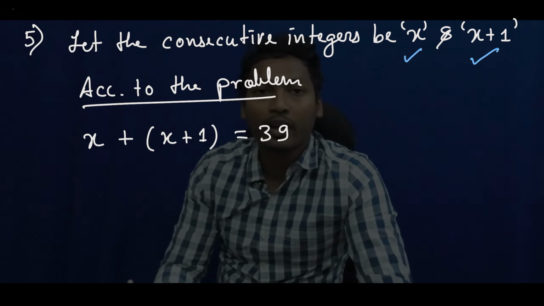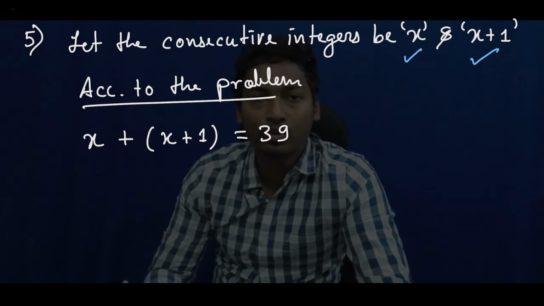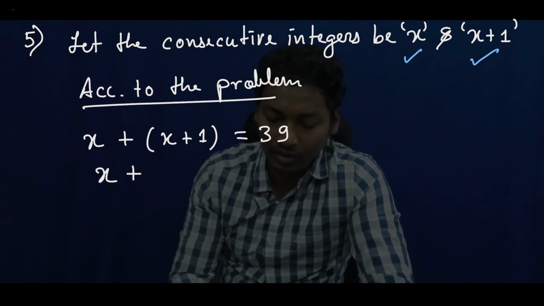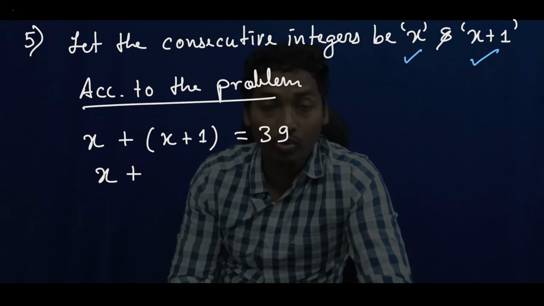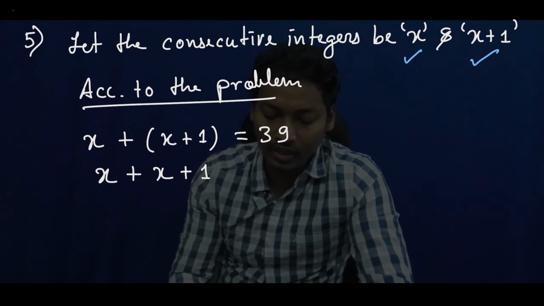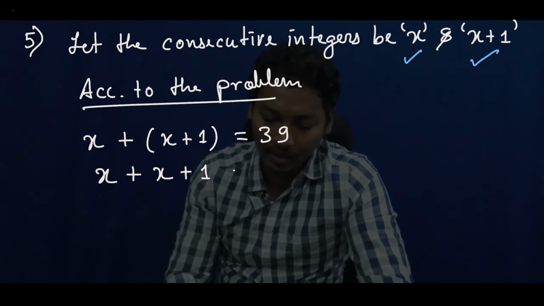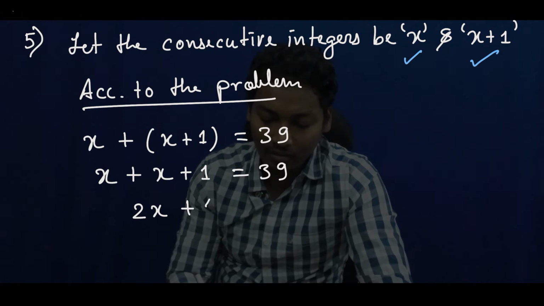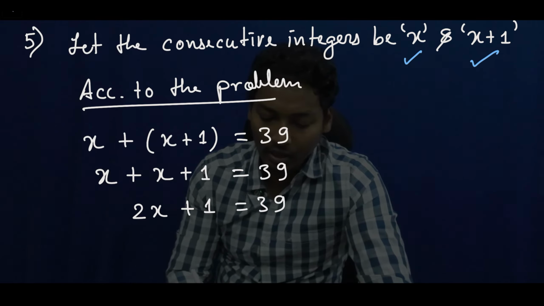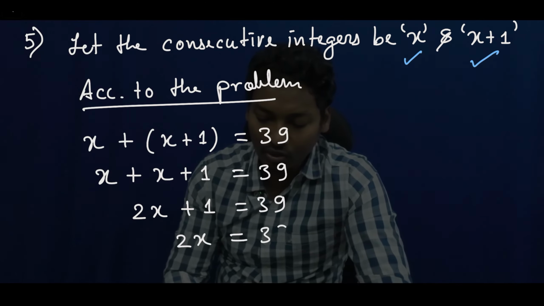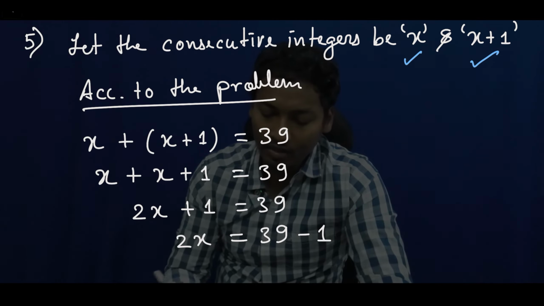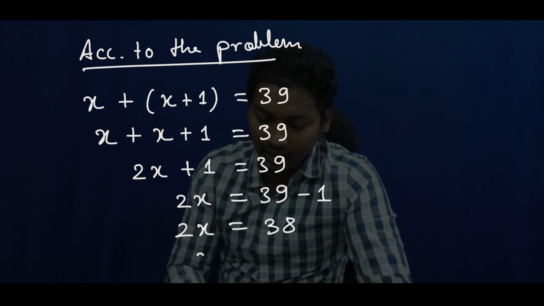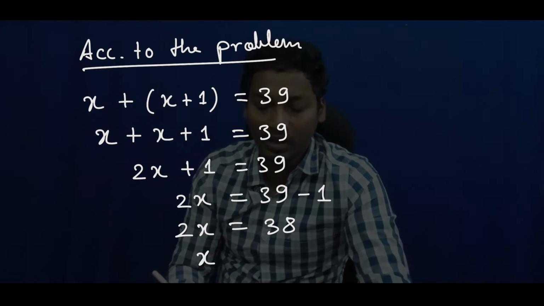And as soon as you get the equation correct, the only thing left for you is to solve the equation. So let's solve it. Here there is no negative sign outside the bracket, so no problem, we can simply open the brackets, and the equation is x plus x plus 1 is equal to 39. So x plus x is going to give you 2x plus 1, which is equal to 39. Now we can transpose positive 1 to the other side. So 39 minus 1 will be equal to 38, and 2x means 2 multiplied by x.